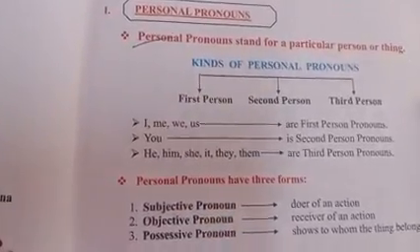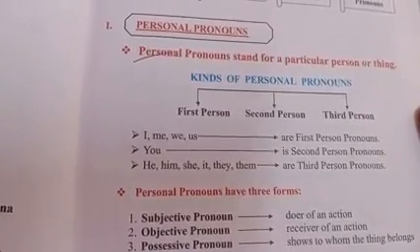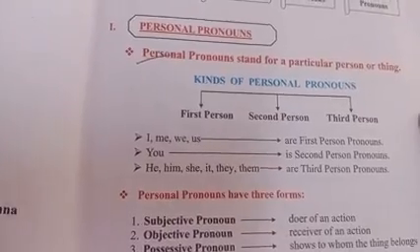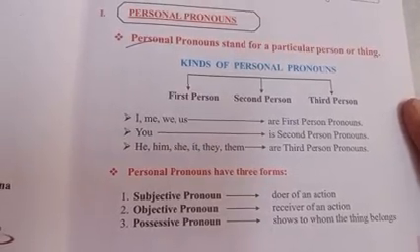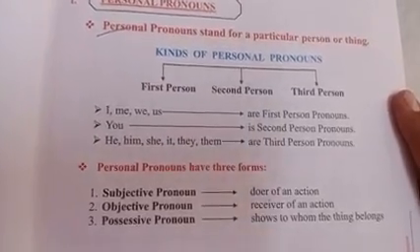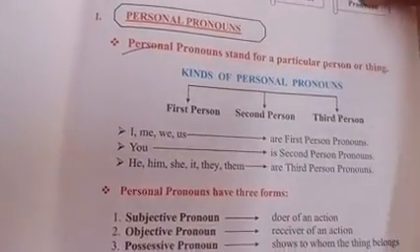Personal pronouns have three forms. Subjective pronoun is the doer of an action. Objective pronoun is the receiver of an action. And possessive pronouns show to whom the thing belongs. Now let us see some more examples. Study the table.